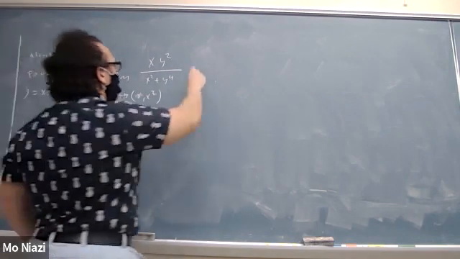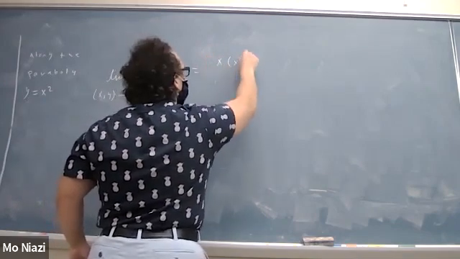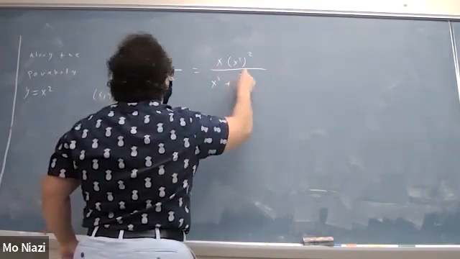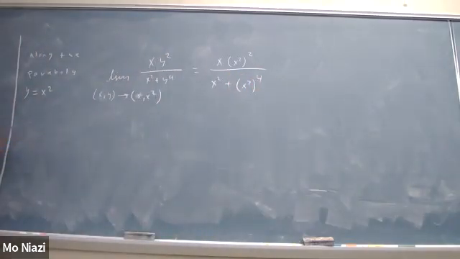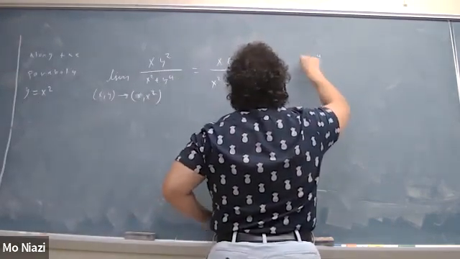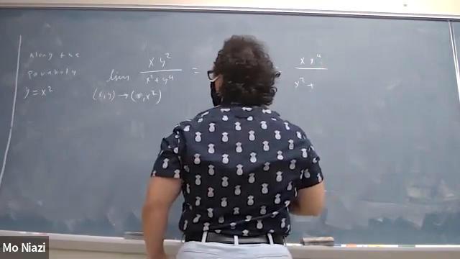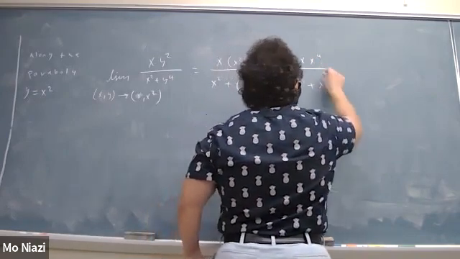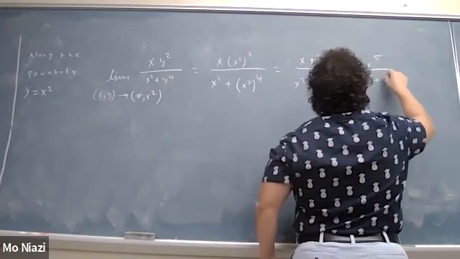Okay. My x needs to remain an x. And my y needs to change to an x squared. That's right. The x needs to remain an x. Okay, and then the y is substituted with an x squared. So notice what we get here. I get x times x to the 4th over x squared plus x to the 8th. So this becomes x to the 5th over x squared plus x to the 8th.